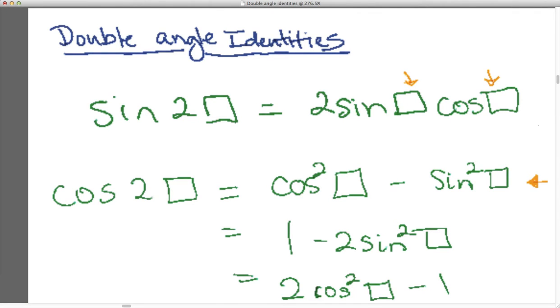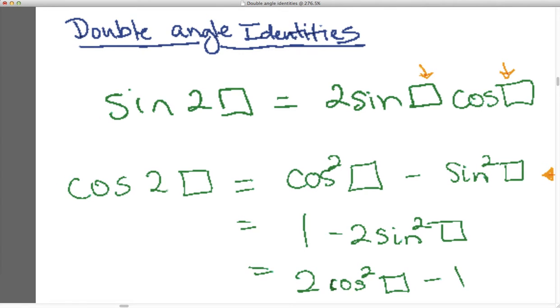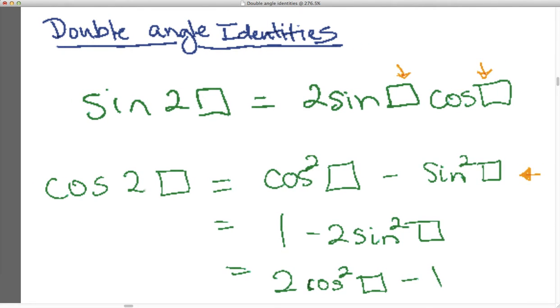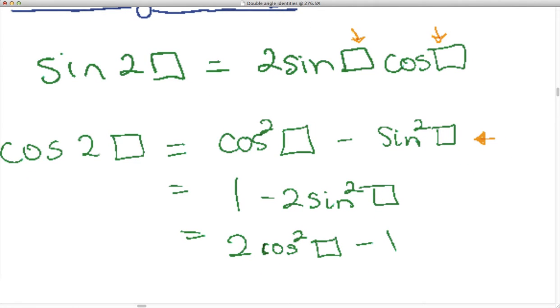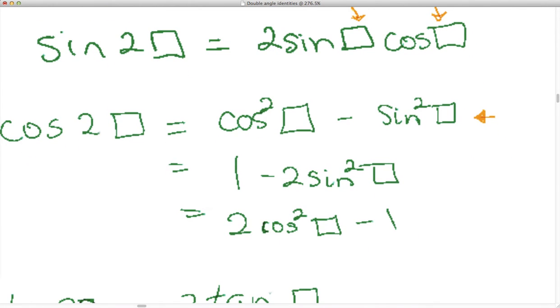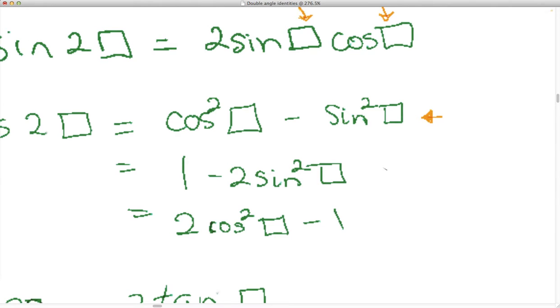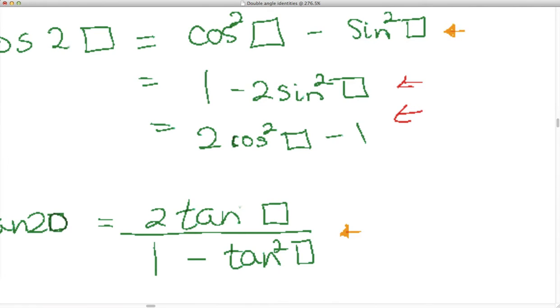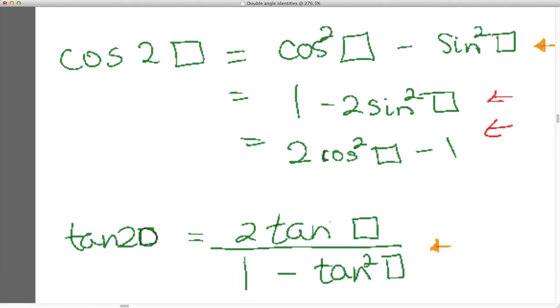Today we're going to be looking at some examples of the double angle identities. Mainly I'm just going to look at the sine 2 theta, or sine 2 box, and cosine 2 box identities. These are the identities. You can use the Pythagorean identities to get these two from the very first one for cosine 2 theta. Here's the tangent 2 theta one, or 2 box.